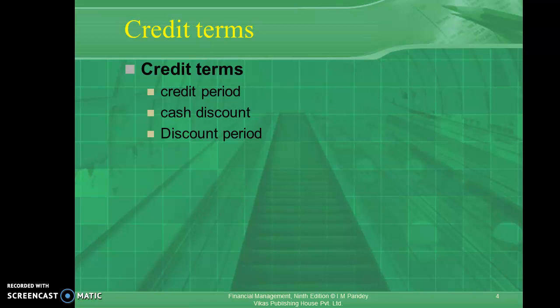And the third one is discount period. If you make the payment within 10 days, only then will you get the discount. The company will clearly specify that. That is known as discount period. So definitely these credit terms contain these important things: how many days of credit period will be given by the company to the customer, what is the percentage of cash discount offered by the company to the customer, and for how many days this discount offer exists, that is the discount period.